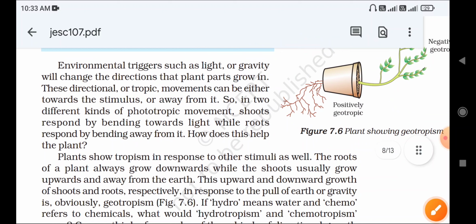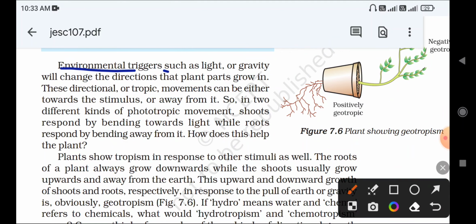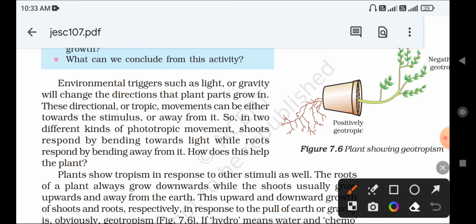Next, environmental triggers such as light or gravity will change the direction of plant parts growing. The plant is growing, so that depends on several factors from the environment. Trigger here means movement; it provokes the movement of plants by several factors, like light, which influences the movement of plants, and gravity, which also makes plants move in a particular direction. These are some examples that influence the movement of plants.